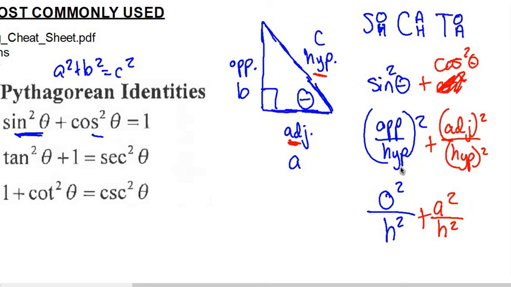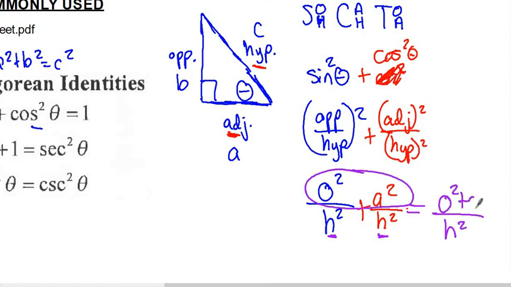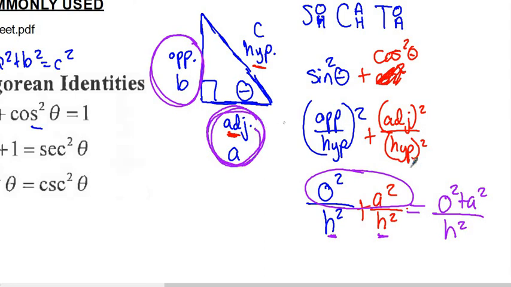And what is that going to equal? Well, think of it this way. When you're adding fractions together you need a common denominator. We already have one here, so it's going to be H squared, and the top is going to be O squared plus A squared. But now look at this triangle. O squared is like your b squared, and A squared is like that thing. So in a right triangle, what is this side squared plus that side squared? It equals this side squared.